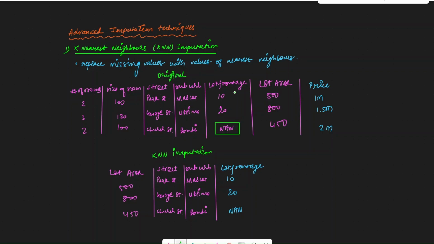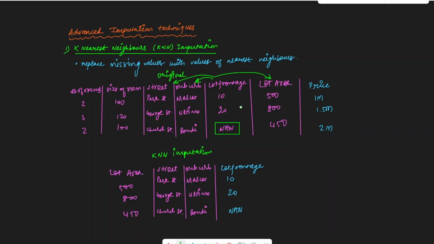Lot frontage is the length of your house that is on the street. We know that lot frontage is related to suburb, to street, and also to the lot area. Why? Because if you go into a particular suburb and then a particular street, and you find houses of similar lot area, then on the basis of these three values, you should be able to predict the lot frontage.